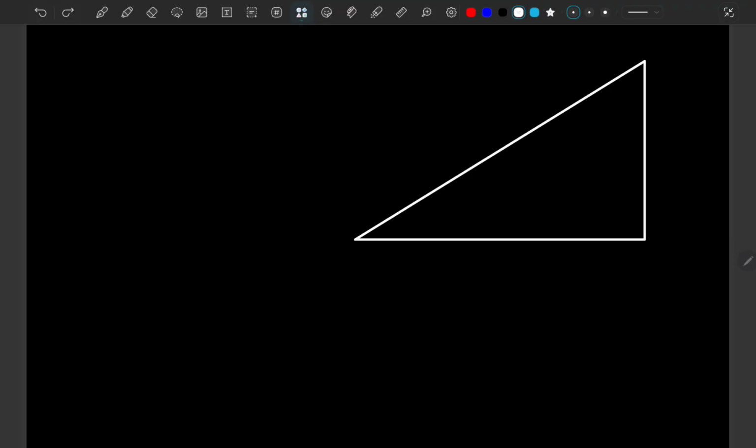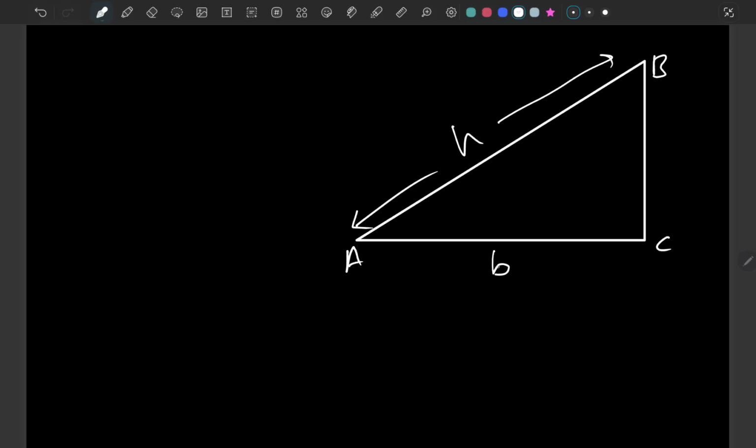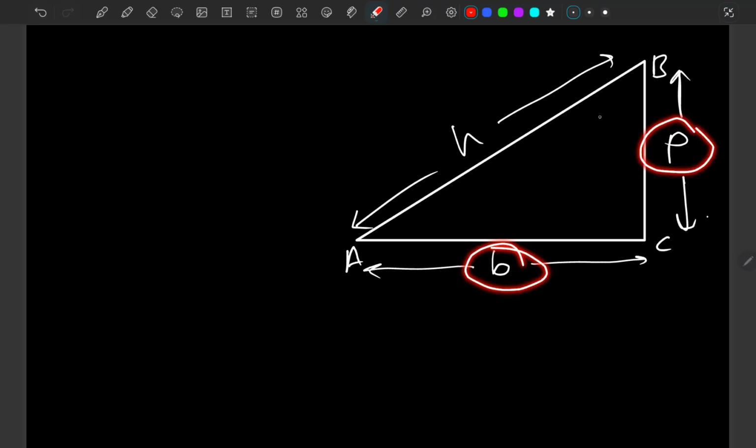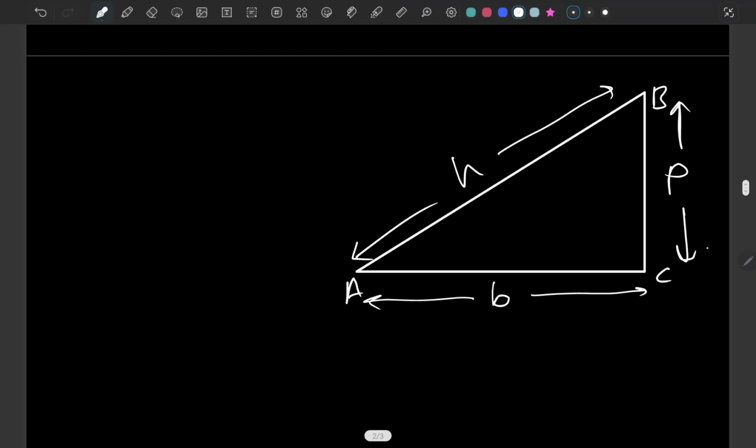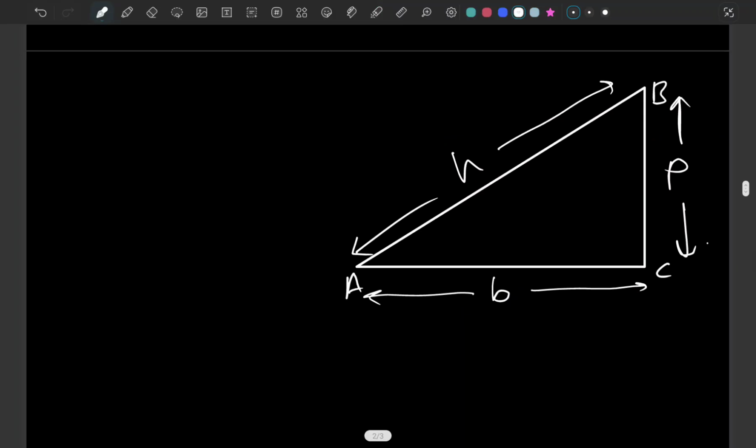So this is your triangle. I'm just going to name it ABC, and we would consider this side as H, the hypotenuse, this one would be B, the base, and this would be P, the perpendicular. So we are going to talk about the ratios of these three sides: base, perpendicular, and hypotenuse.